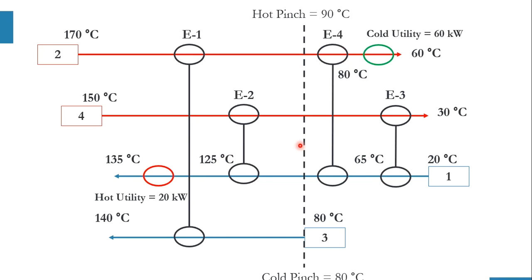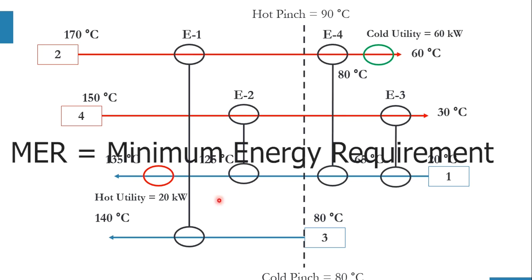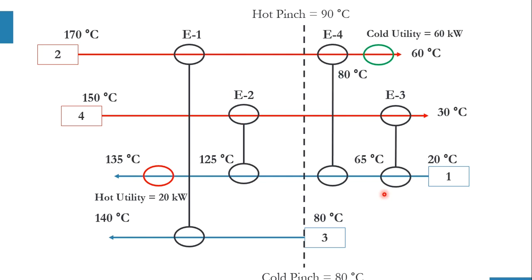This is the new definition of calculating the minimum number of units. One definition was related to the whole system, that we required 5 exchangers for the system. But when we divide the system at the pinch, into above the pinch and below the pinch, then we take N minus 1 above the pinch and N minus 1 below the pinch, and sum these, and that will be your U minimum.